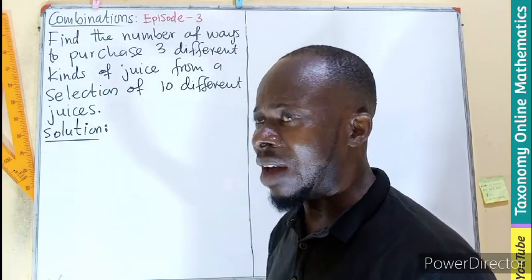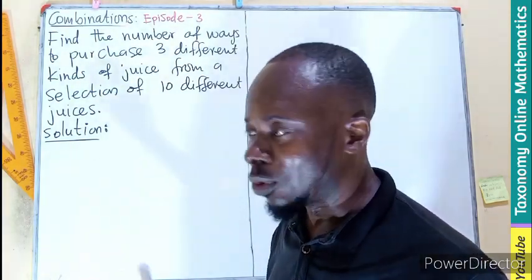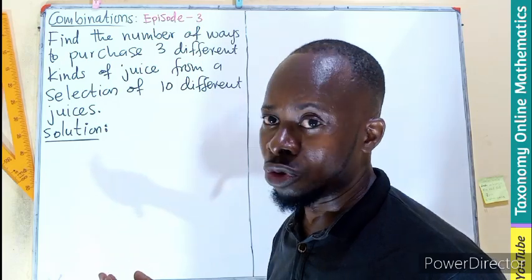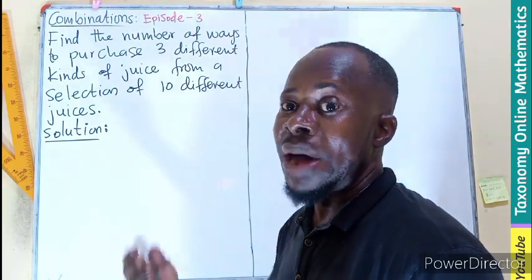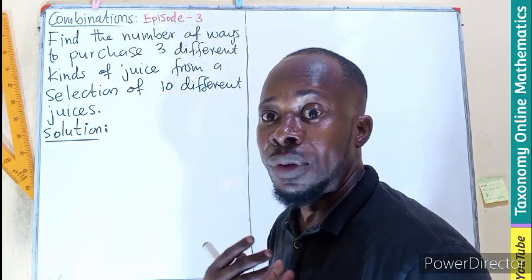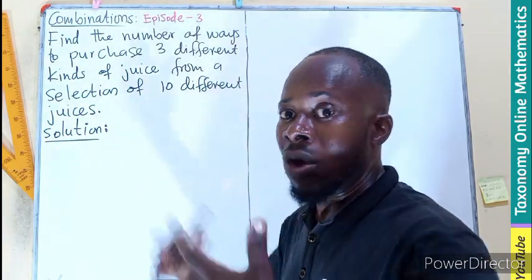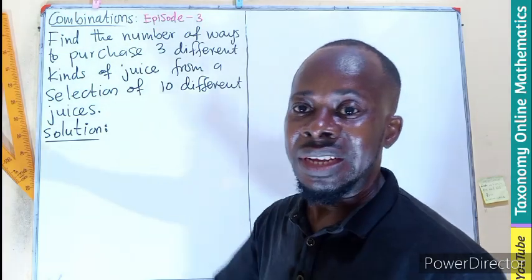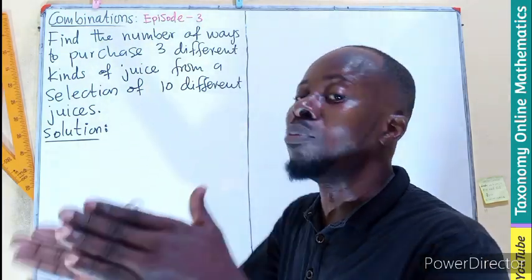Let's just say we have orange juice, tomato juice, and apple juice. If I buy tomato juice first before buying orange juice, at the end of it all, I am having tomato and orange juice. The order of purchase does not matter. So since the order of purchase does not matter, it means it's a combination.